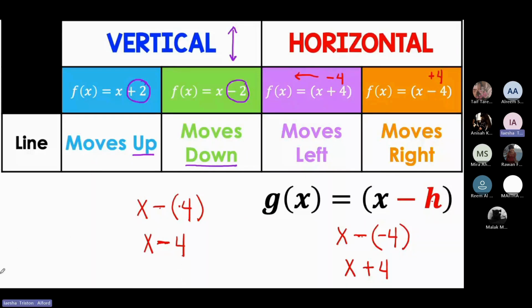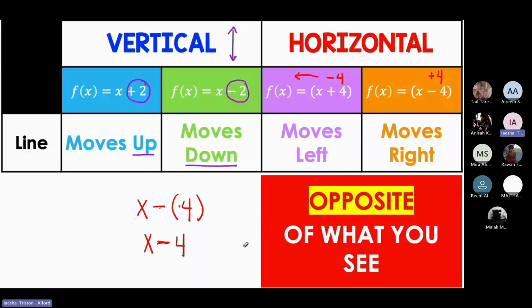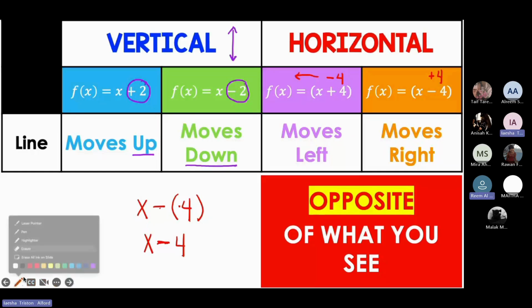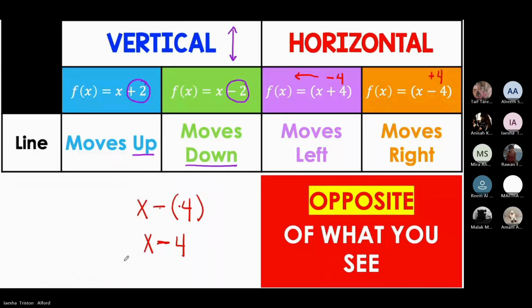So listen to me closely. You only have to memorize it for this question. Please know it is the opposite of what you see for the horizontal. I understand that you see positive 4, but you have to know in your mind to make it negative 4. I know you see a negative 4, but you have to make it positive 4 for the h. It's only for h. It's only special for h.